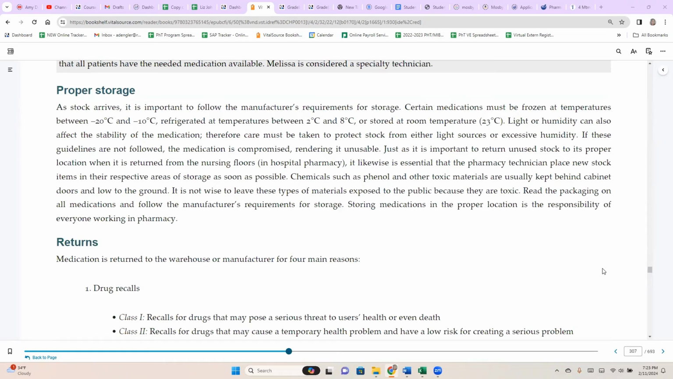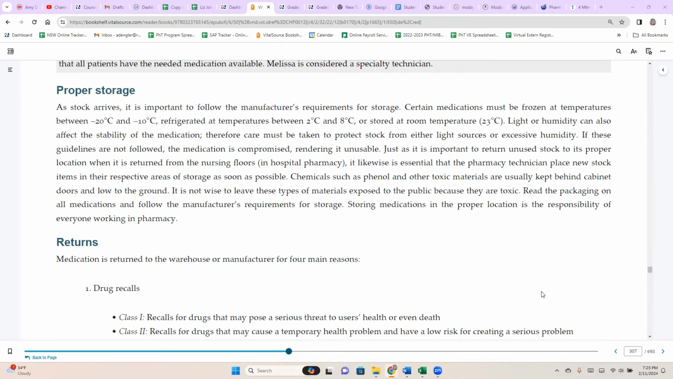As stock arrives, it is important to follow the manufacturer's requirements for storage. Certain medications must be frozen at temperatures between -20 degrees Celsius and -10 degrees Celsius, refrigerated at temperatures between 2 degrees Celsius and 8 degrees Celsius, or stored at room temperature, which is 23 degrees Celsius.